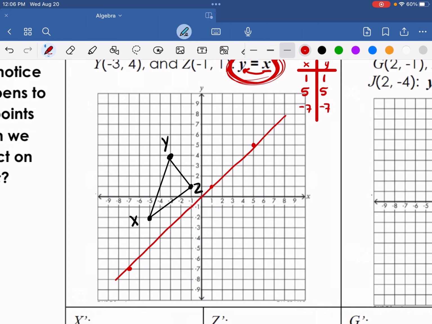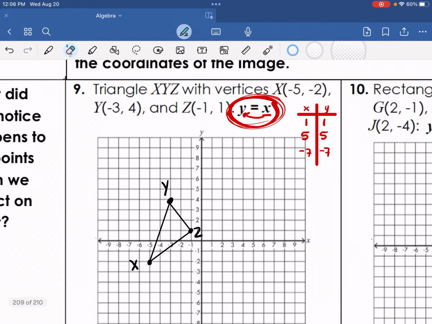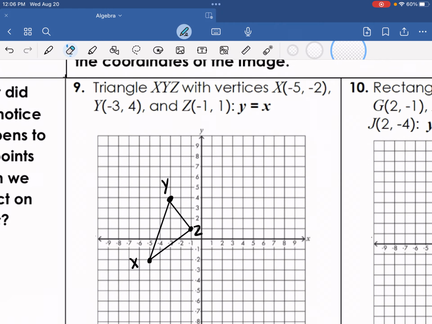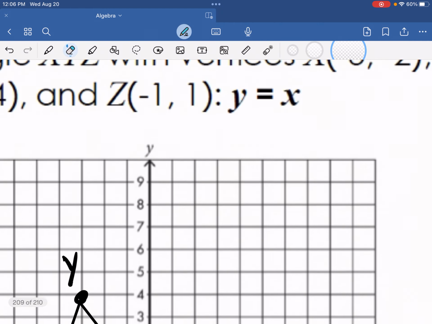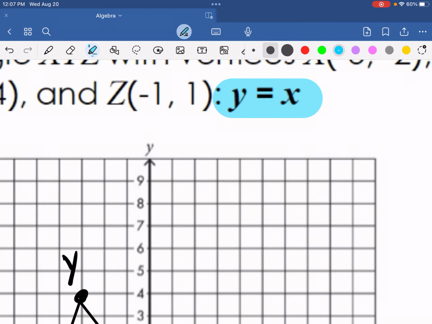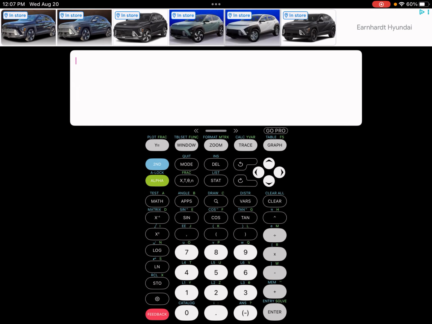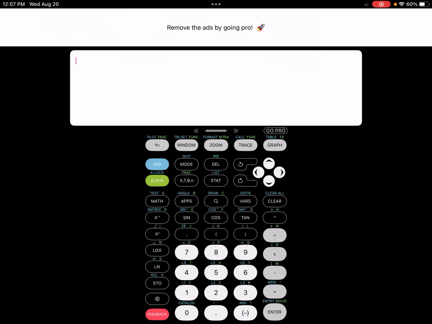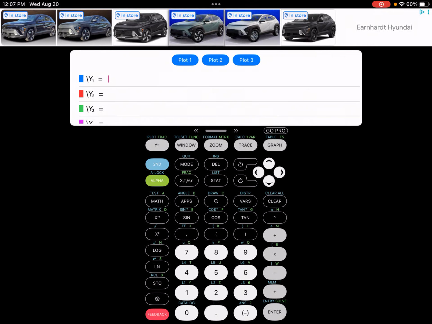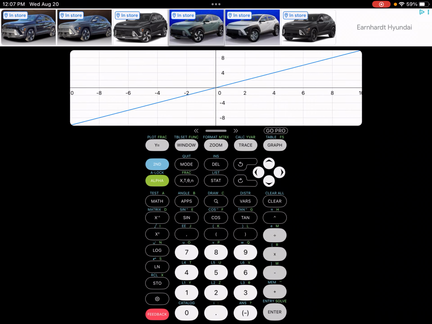And then the last way you can do it is you can use your calculator to help you. Because it does start with y equals, the calculator will draw this one for you. So you want to go to the y equals button at the top left. It already says y equals, so you just put x, and then you graph it. And then it'll show you what the line looks like, right?